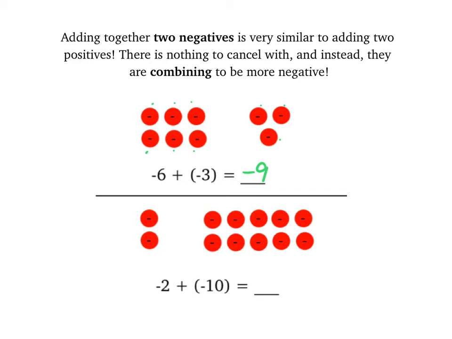Same thing with this next one. I have negative 2 plus negative 10. No positives there to cancel or take away. So instead, I'm counting them all up. They're combining, and I would get an answer of negative 12. Now, hopefully what you can see is that's very similar to just doing regular positive 6 plus 3 or positive 2 plus 10. The difference is I'm making sure that my answer is still negative in the end.